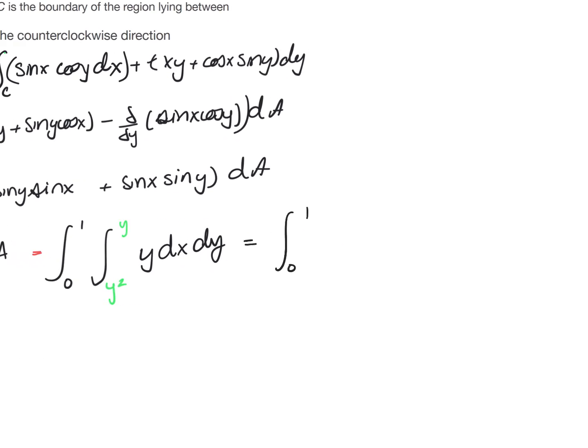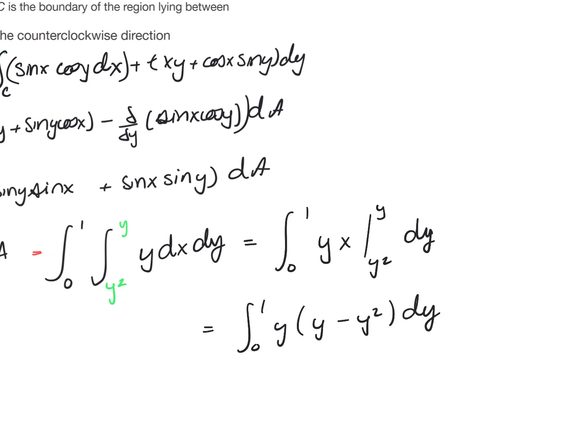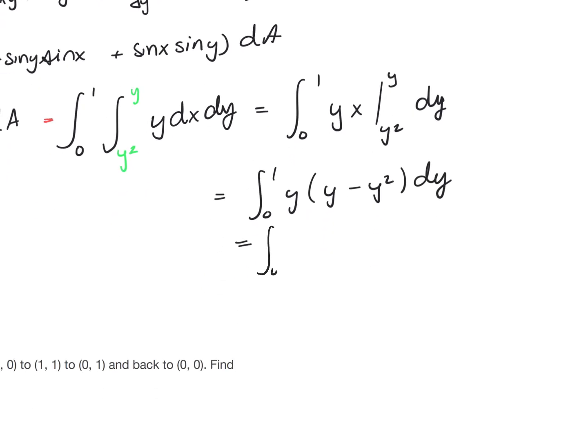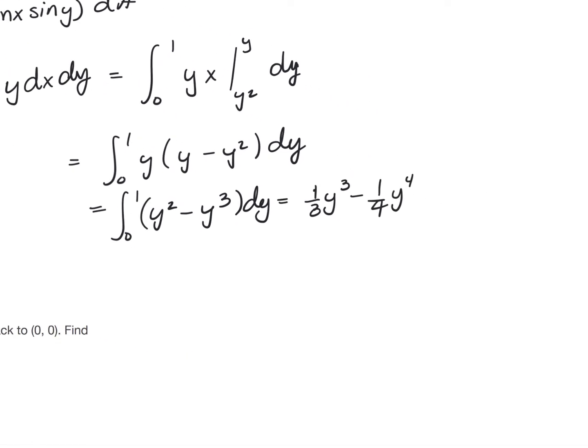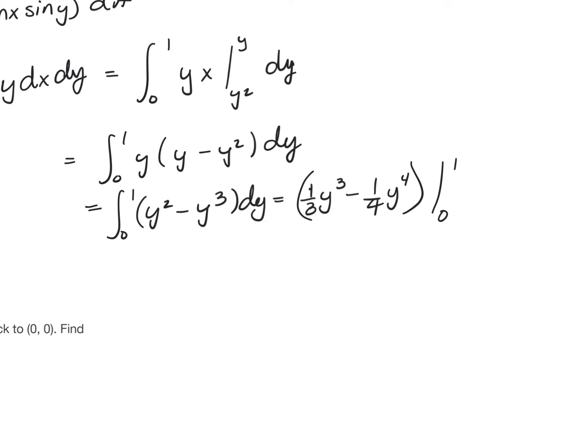So I get from 0 to 1 of yx evaluated from y squared to y dy, which gives me from 0 to 1 of y minus y squared dy, which is from 0 to 1 of y squared minus y cubed dy, which gives me 1/3 y cubed minus 1/4 y to the 4th power, evaluated from 0 to 1, which gives me 1/3 minus 1/4, same common denominator, I get 1/12, and there's my final answer.